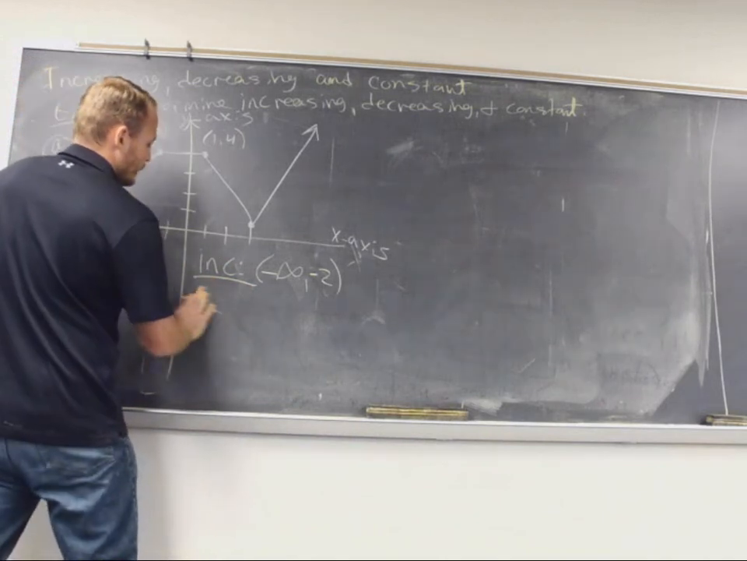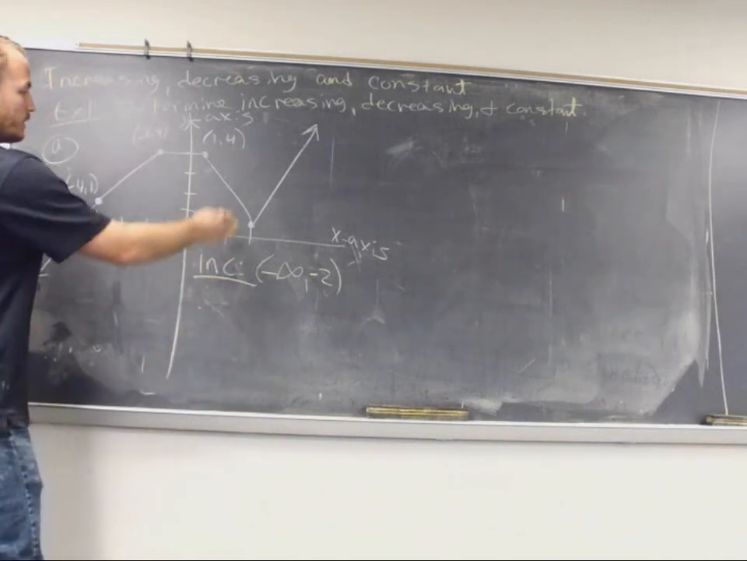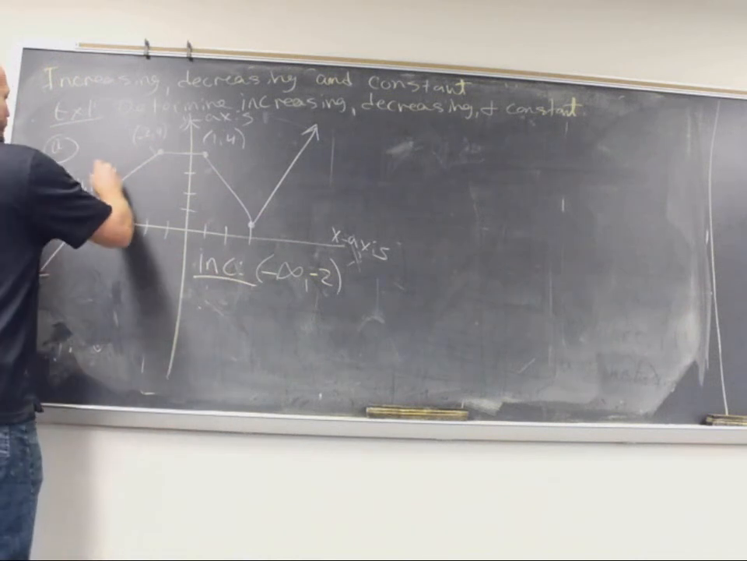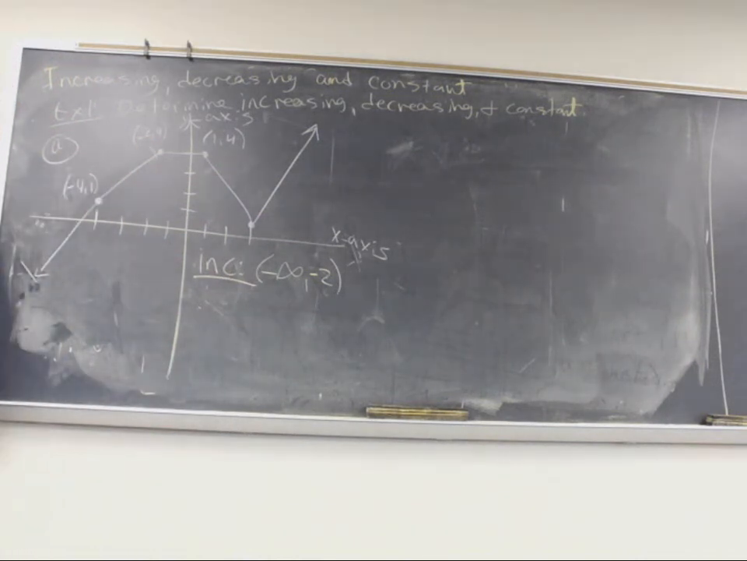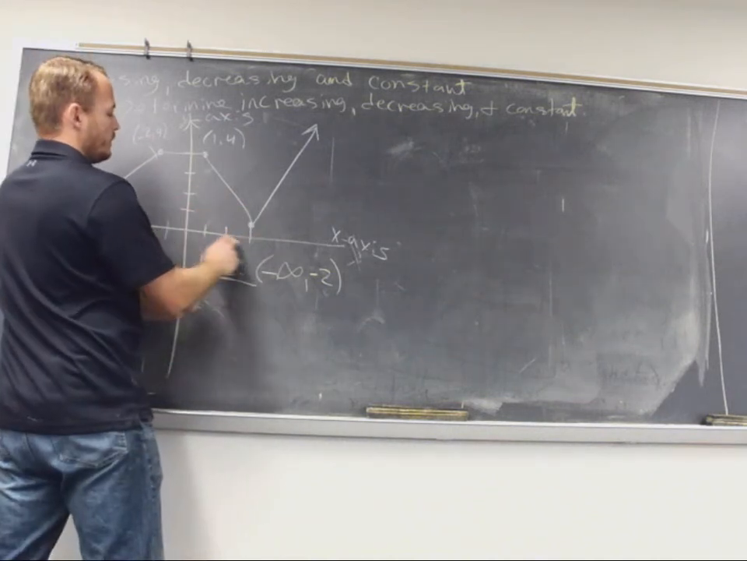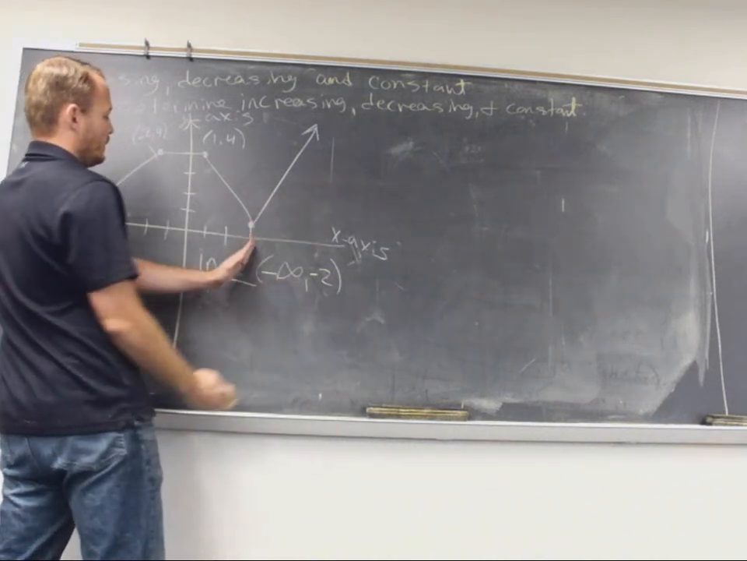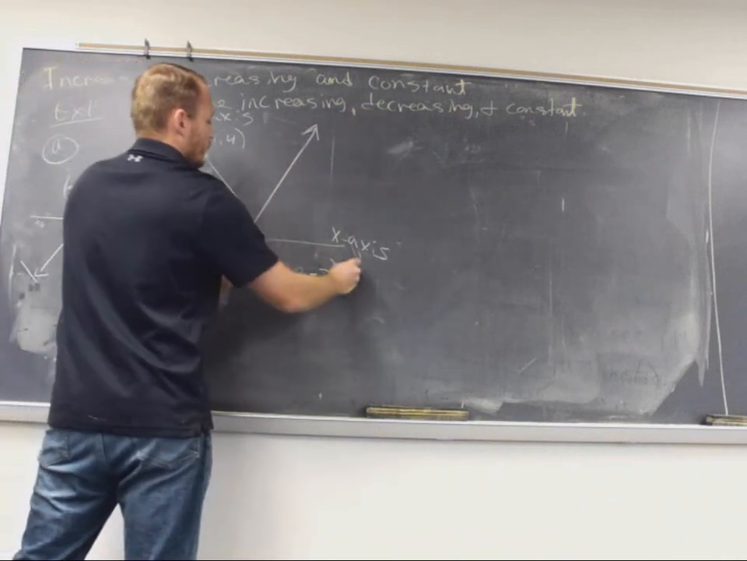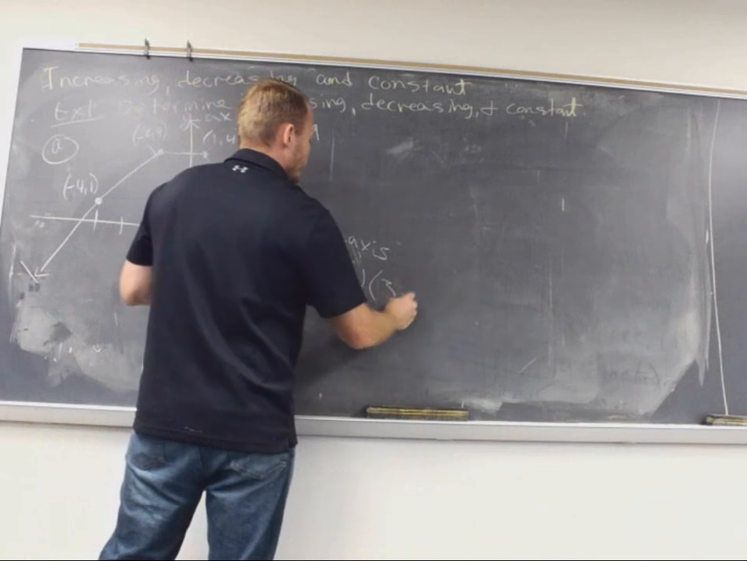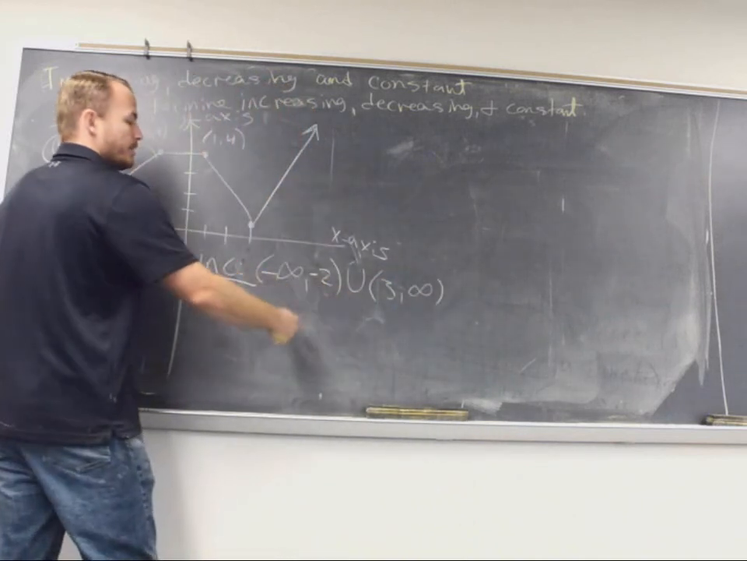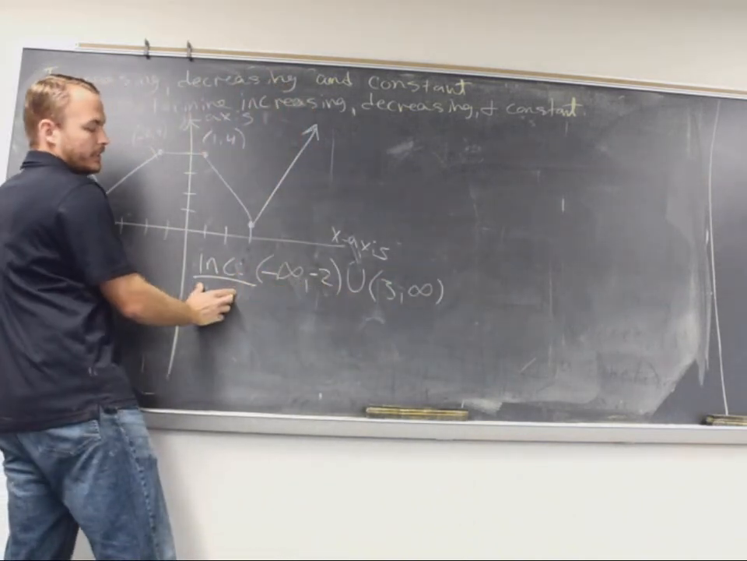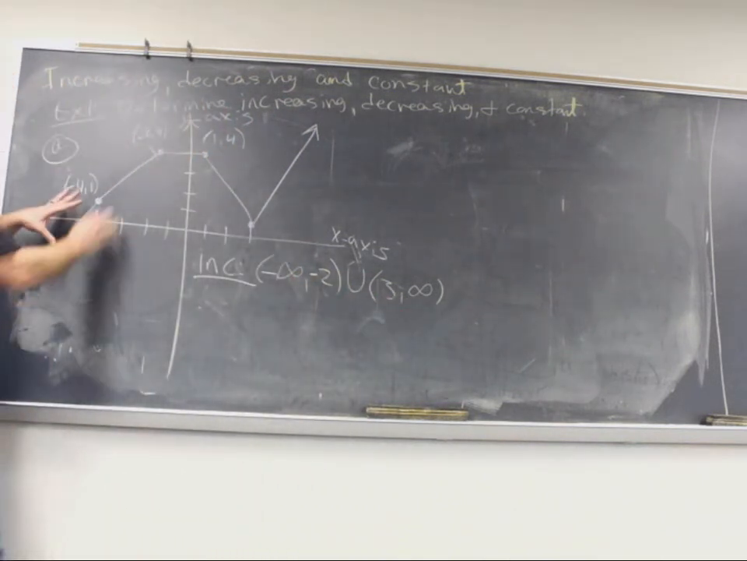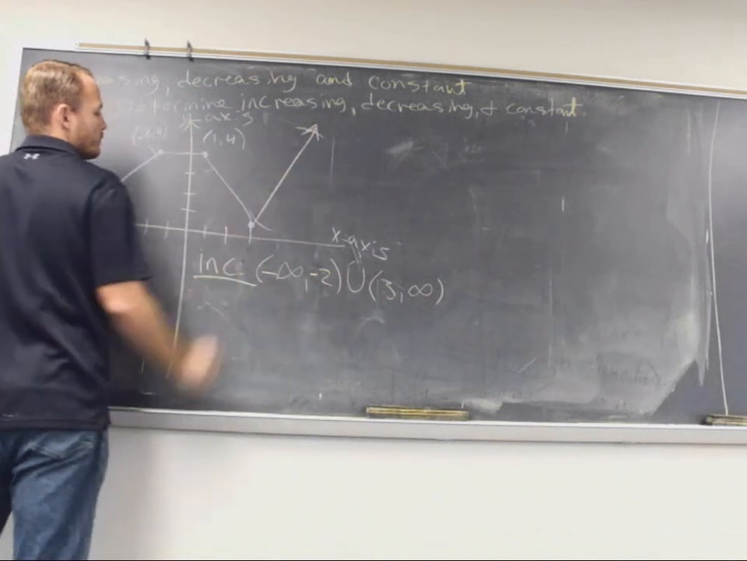Now let's, well, there's still another portion that's increasing over here. So we said that this portion here was increasing, so we already have it. Now this portion over here is increasing also. It starts at x value of 3, and it goes to infinity. So union 3 to infinity. And remember, this just means and. It's increasing here and here. So that takes care of this portion and this portion.